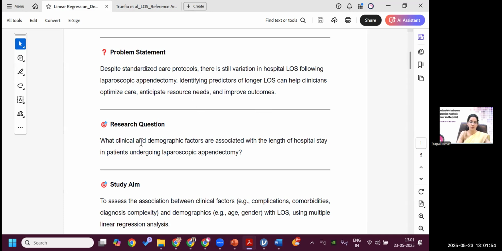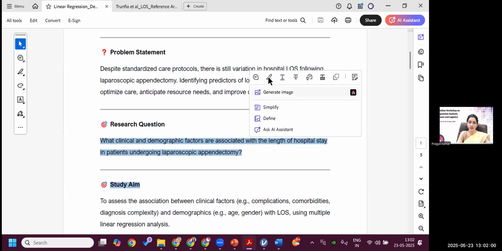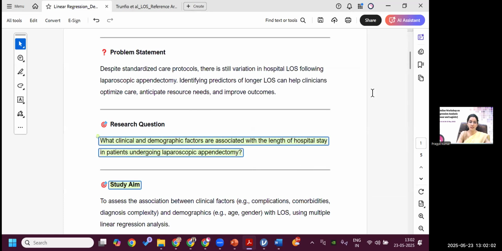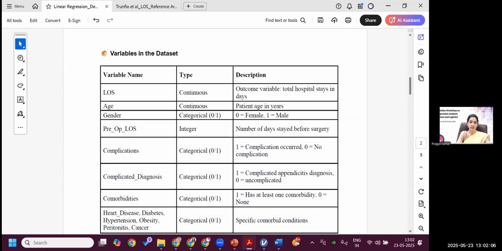outcome. So what is the research question? What clinical and demographic factors are associated with the length of stay, hospital stay, in patients undergoing laparoscopic appendicectomy? And these are the variables. The length of stay is a continuous variable, age is a continuous variable, gender is a categorical variable, and we have given the code also. 0 is for female and 1 is for male.